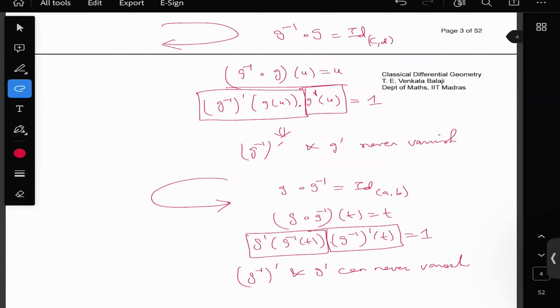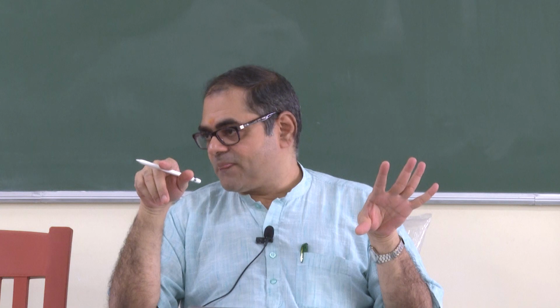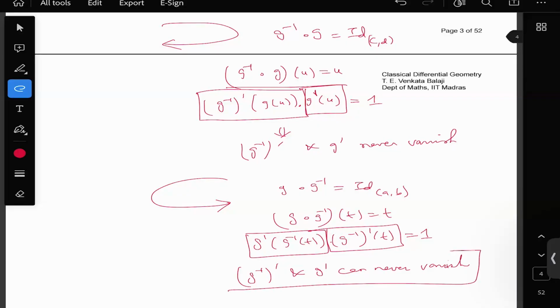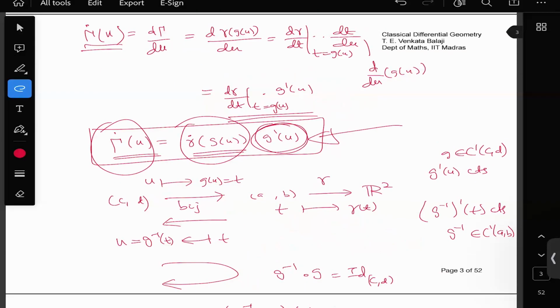So now, having said this, there is one more thing I wanted to say. This condition about bijectivity, bijectivity means that it should be injective and surjective. I want to say that the injectivity is also kind of automatic. Why is that true? That's again because of the derivative not vanishing. For example, let us look at this map from CD to AB.